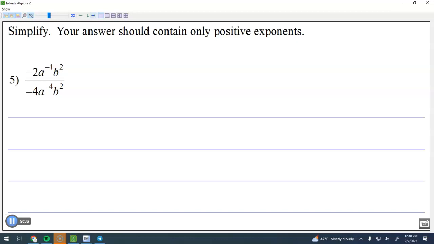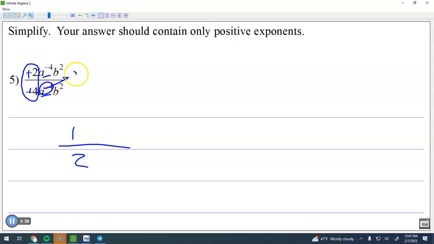A lot of things go away. So just looking at the numbers, -2 over -4, I can cancel those negative signs. And then 2 over 4 is 1/2. And then I can move these, but you can also maybe not. I have the same thing on the top and the bottom, so they're going to cancel out.